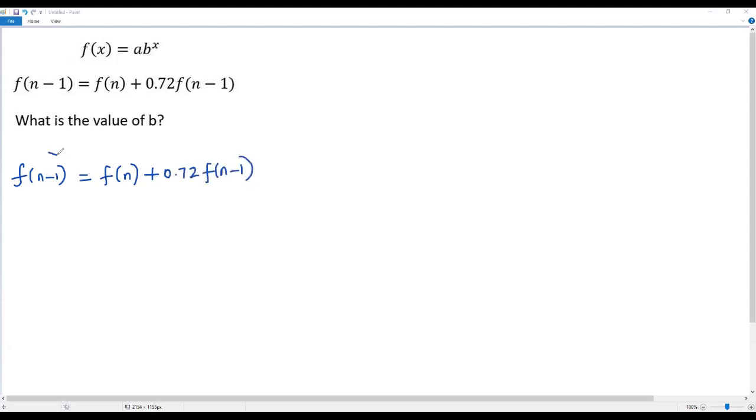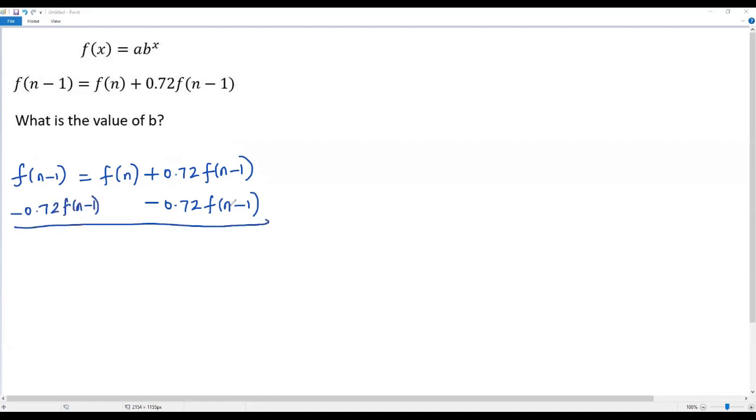Okay, here when I look at the term on the left side and the term on the right side, both these terms contain f of n minus 1. So we have to consider these two terms as like terms. So we can combine them. So for that, I subtract 0.72 times f of n minus 1 from both sides. Let me do it. So 0.72 times f of n minus 1.